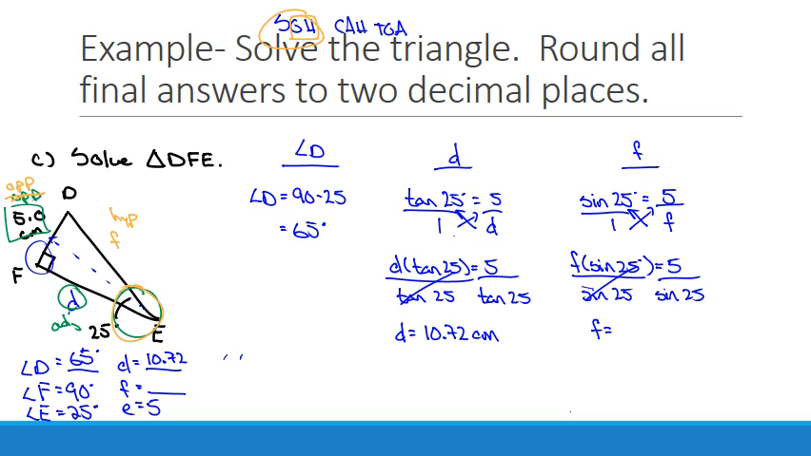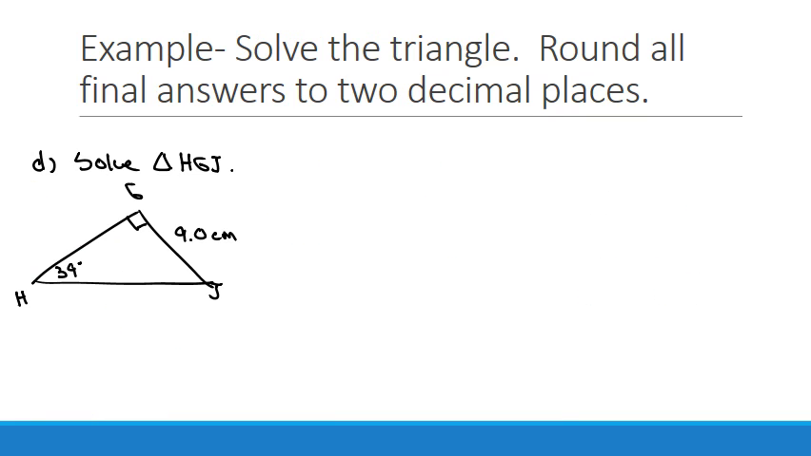Okay, F is equal to 5 divided by sine 25, which works out to be 11.83 centimeters. All right, so that's 3 examples. Let's do just one more example.